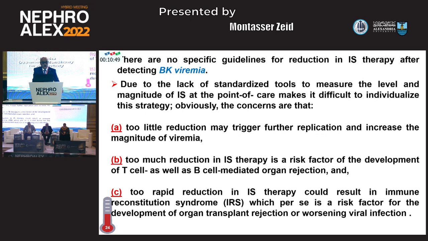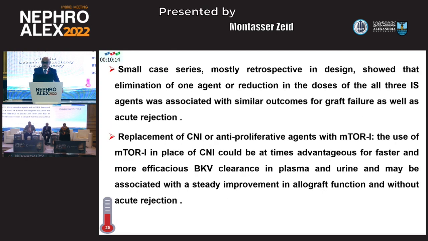Treatment strategies: there are no specific guidelines for reduction in immunosuppressive therapy after detecting BK viremia, and due to lack of standardized tools, too little reduction may trigger further replication and increased magnitude of viremia, and too much reduction in immunosuppression is a risk factor for the development of T cell as well as B cell mediated organ rejection. Also, too rapid reduction in immunosuppression could result in immune reconstitution syndrome, which is a risk factor for development of organ transplant rejection or worsening viral replication.